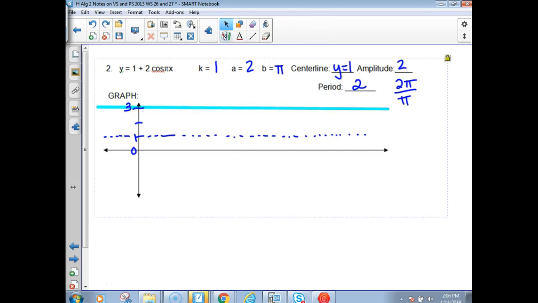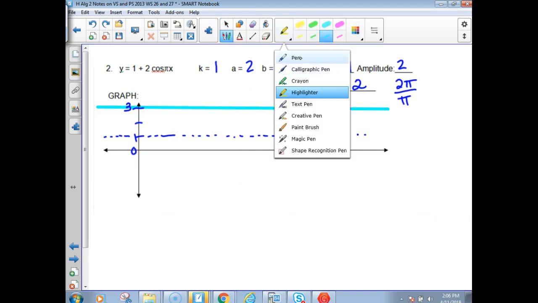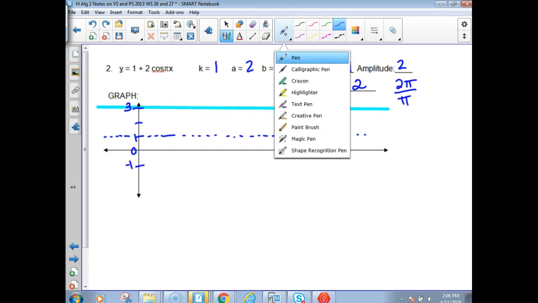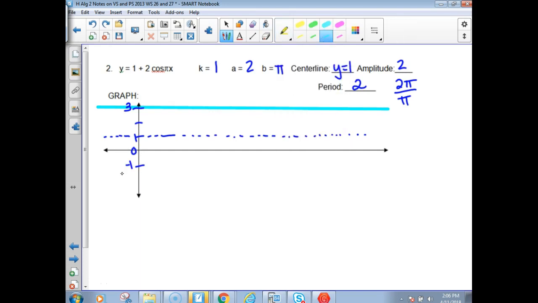Between there, and then what would the min number be? Not -3. The amplitude is 2. It's 2 above the center line to 3, and 2 below the center line would be -1. Below the center line would be -1. Oh, that crazy line I just made. It didn't straighten it. Usually I'll make a straight one for you, but all right, good enough.